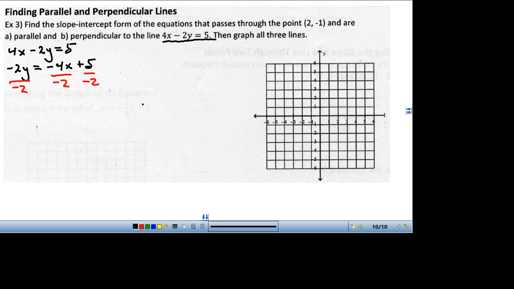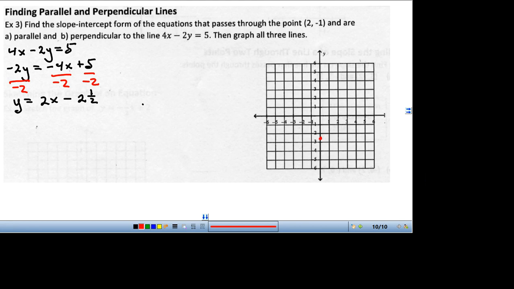So that's going to give me y equals 2x minus 2.5. Now, the reason I did this is so, 1, I can plot it, makes it easier. And 2, I need to know that slope. So minus 2.5, that's going to give me a y-intercept 1, 2, 2.5, boom, right there.